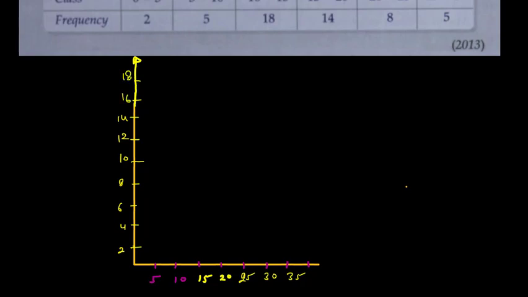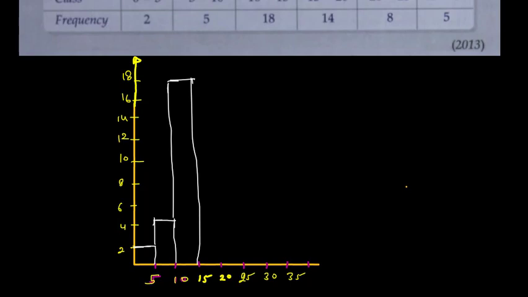Now this is from 0 to 5, my height is 2. So you will draw one rectangle of height 2 like this. Then 5 to 10 you have 5, so this is 4 plus 1, 5. You will draw another rectangle. Then 10 to 15, the value is 18. So for 10 to 15 you draw a rectangle like this.